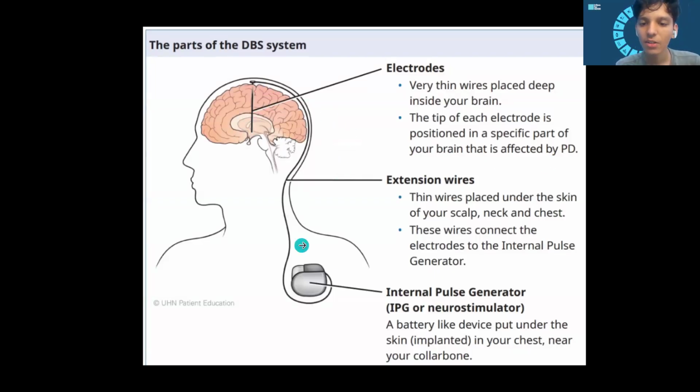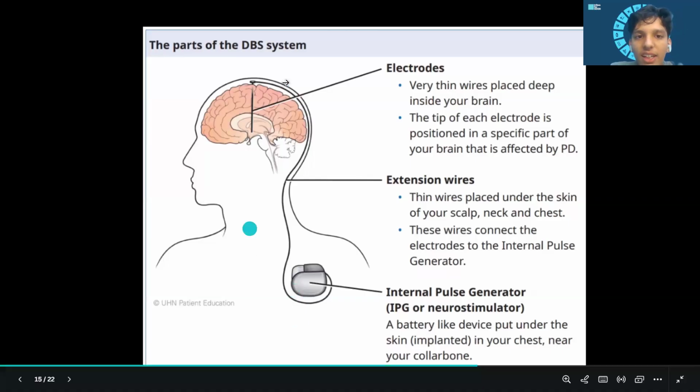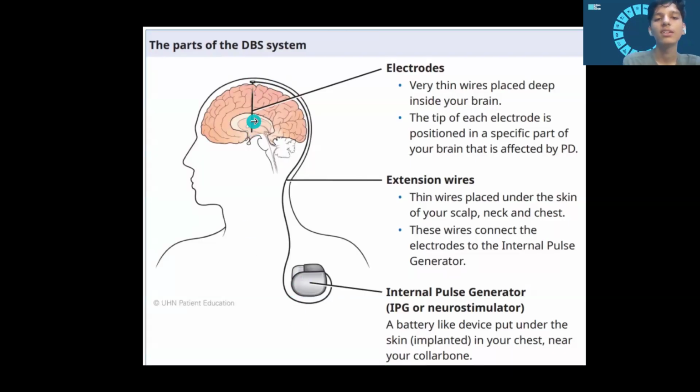The extension wire will be carried down to an internal pulse generator. If you guys are interested in technology, this is quite a new thing, selling high in the market. The extension wires communicate with this internal pulse generator, which produces electrical energy that is given to the electrode, which releases it into the brain. So now we have deep brain stimulation where the electrical signal is released only at specific times, and it can be turned off as well. Technology is improving quite fast.